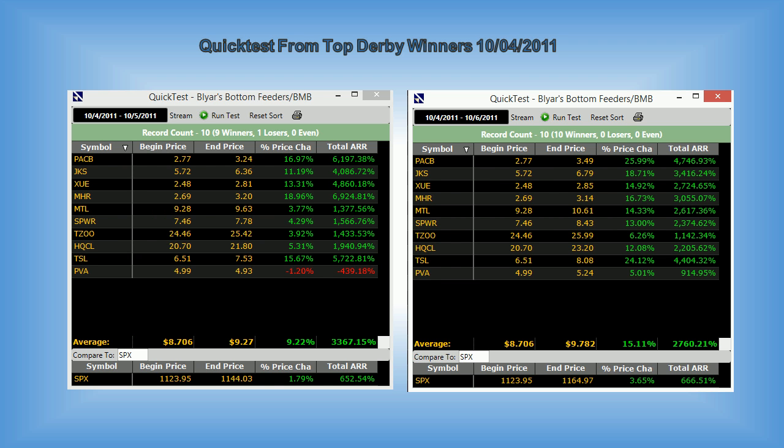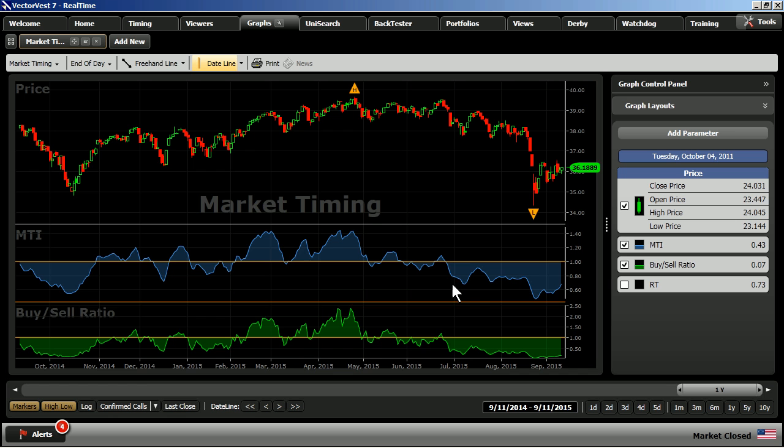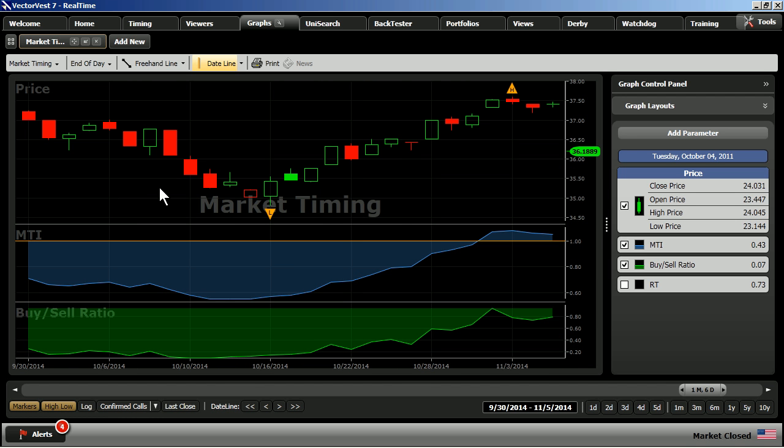So the goal here is to show the similar names that continue to pop up, same searches, under the same conditions, providing these types of explosions from a bottom. I'm going to go back in the program, and let's take this to a 1-year look, and we'll take a look at a tough time in the market back in October, mid-October. Again, the MTI and the buy-sell ratio found itself at these historical lows.